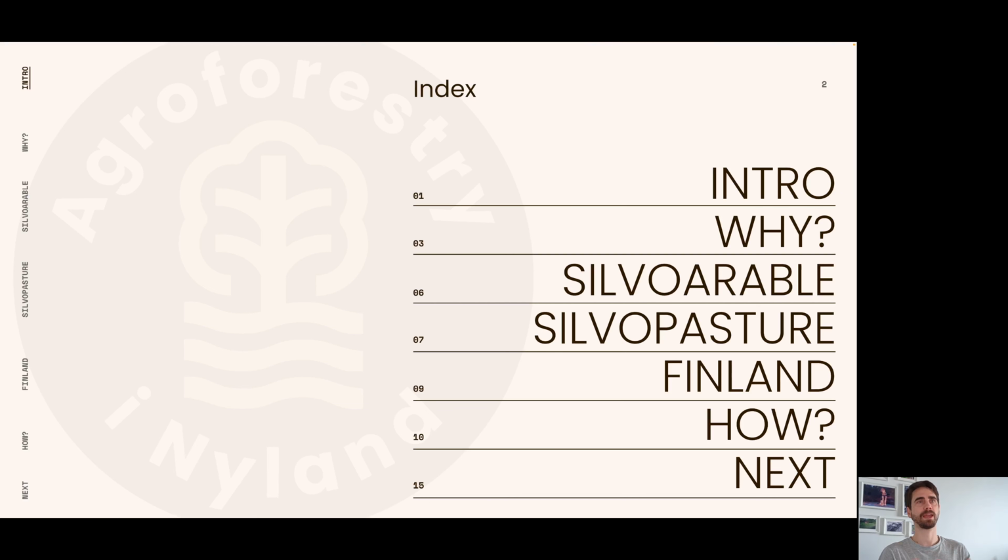Today, our topics, again, range from this introduction that we're doing now to talk a bit about why you might do agroforestry. And in that, we'll talk about what agroforestry is. Then we'll look at silvoarable and silvopastoral systems very briefly, but give you a bit of an outline about why those could be interesting for agriculture. Then we'll look at the Finnish context, how agroforestry, in order to do it, what are the main components, and then offer those next steps.